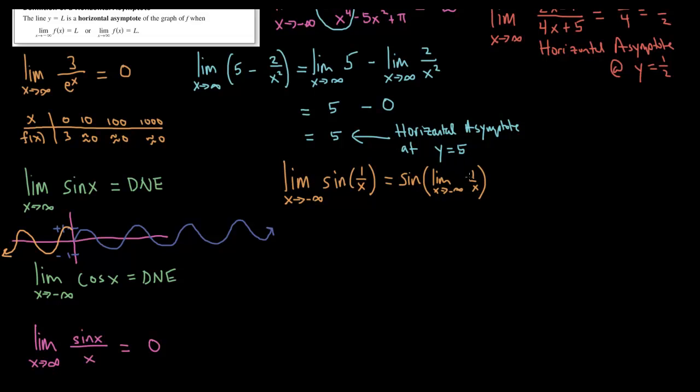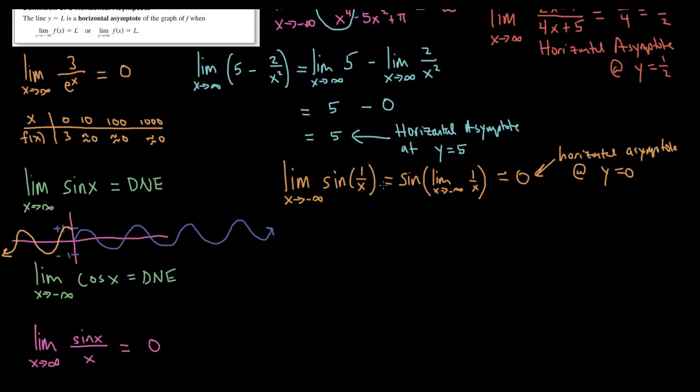So what is this limit here? What's the limit as x is getting very, very, very big in a negative manner? Well, that's going to 0, right? So what's the sine of 0? Well, sine of 0 is 0, which means we have a horizontal asymptote at y equals 0. Exactly what we just saw looking at that graphically in Desmos.